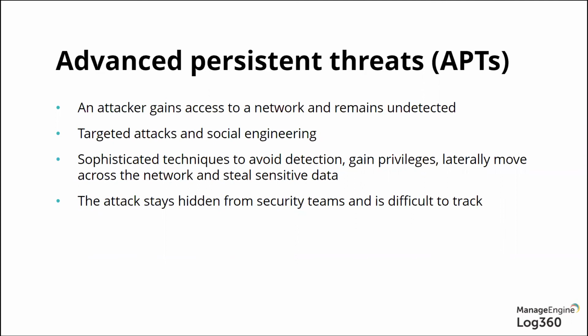And once you gain access, whether it's an insider or an outsider who has gained control of a system, it can become very difficult to identify this, especially when they use sophisticated techniques to avoid detection. They slowly try to gain privileges and laterally move across the network, and ultimately steal sensitive data. And all this can happen over days, weeks, and months. So it's not something that rings the alarm bells where you immediately realize that something is going on. And it becomes really difficult for security teams to track.